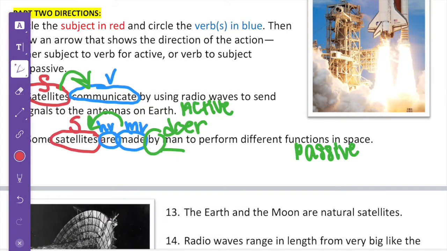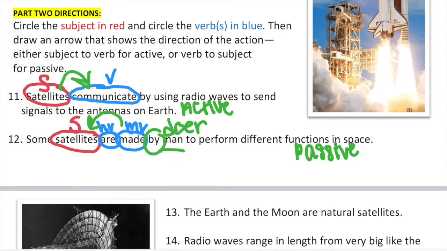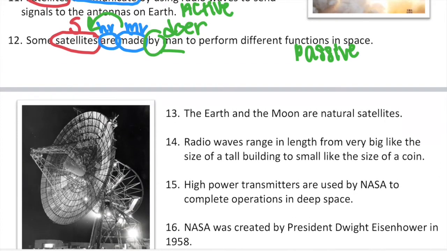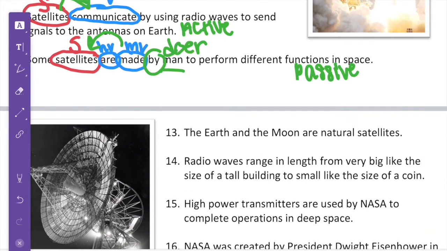Passive voice sentence for number 12. And again, you're color coding. So we're circling our subjects in red and our verbs in blue. All right, number 13. The Earth and the Moon are natural satellites.